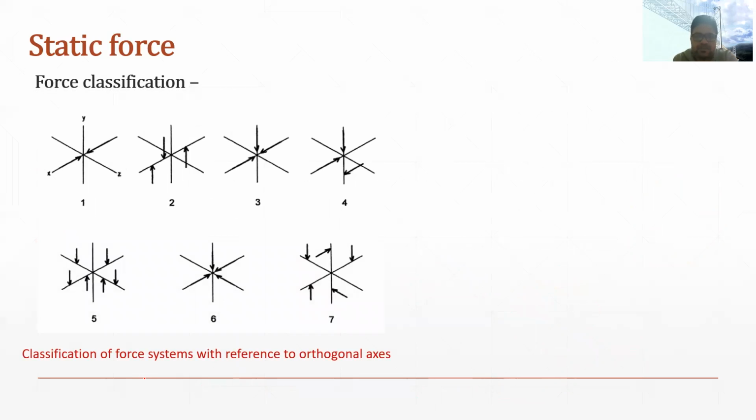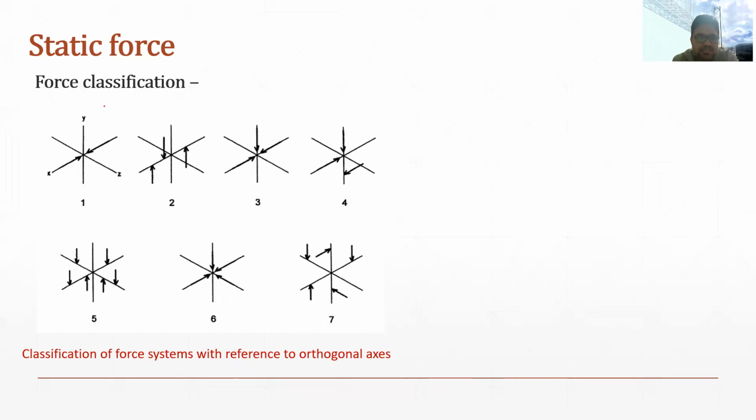So the force classification that I was discussing in the previous slide, we can understand with more clarity using this diagram. Here in the diagram, I have provided the 7 force systems, and now we will take all 7 systems one by one, and then we will see whether these forces are concurrent, coplanar, and parallel.